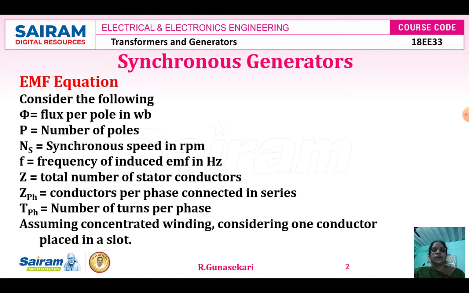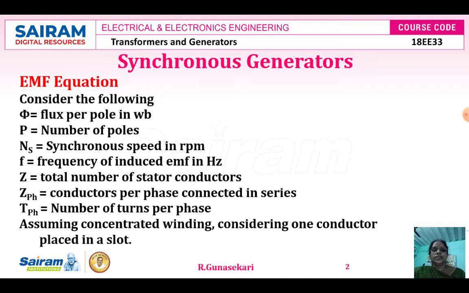The number of revolutions done by the synchronous generator is the synchronous speed only. So here the synchronous speed is represented in terms of RPM. F is the frequency of induced EMF in hertz, that is the supply frequency, 50 hertz. Then ZB is the total number of stator conductors.